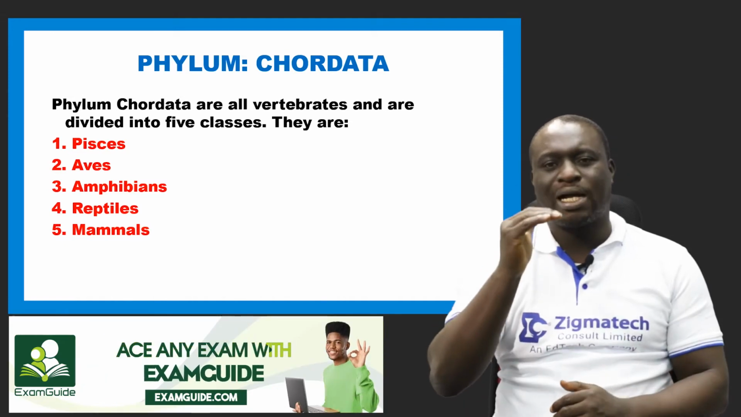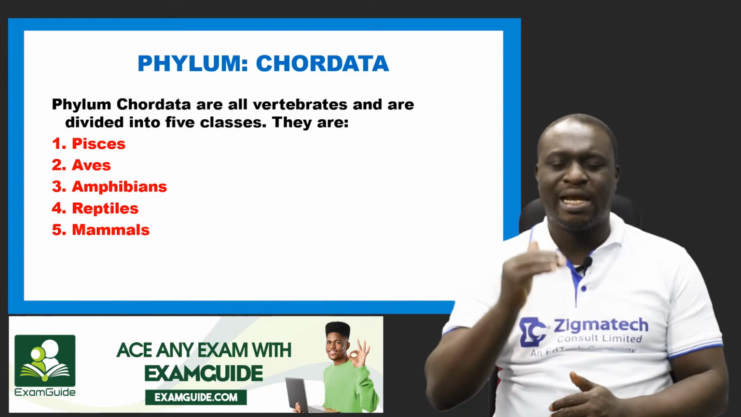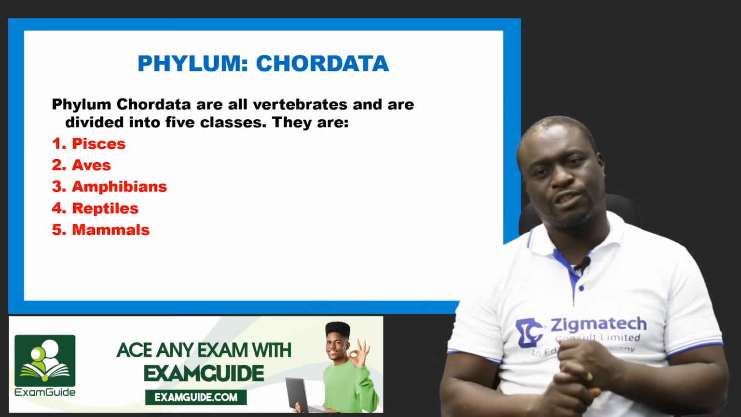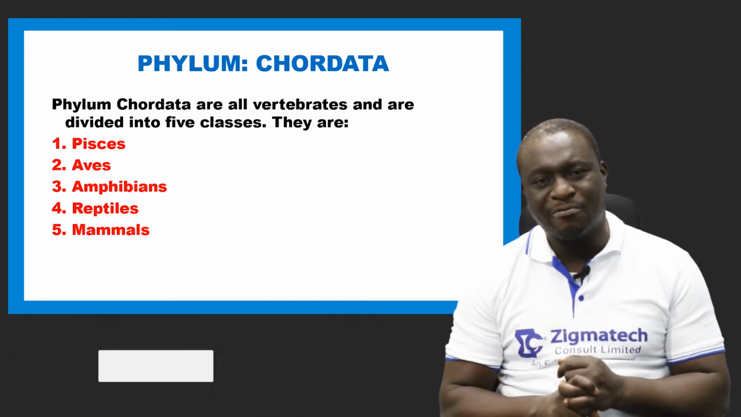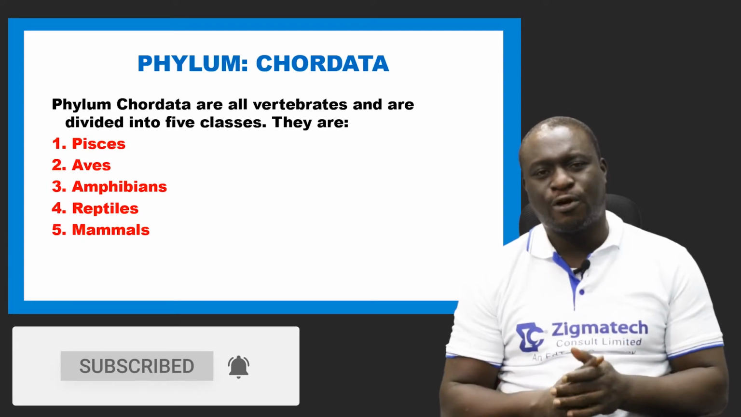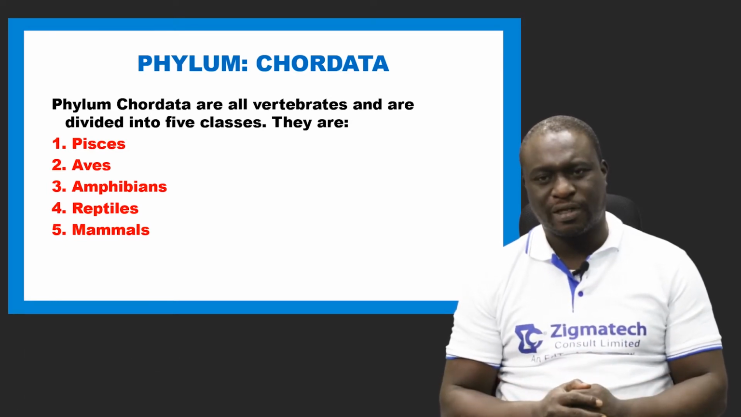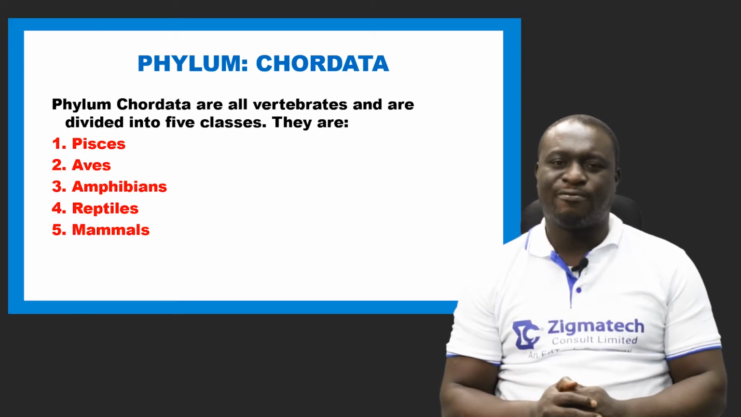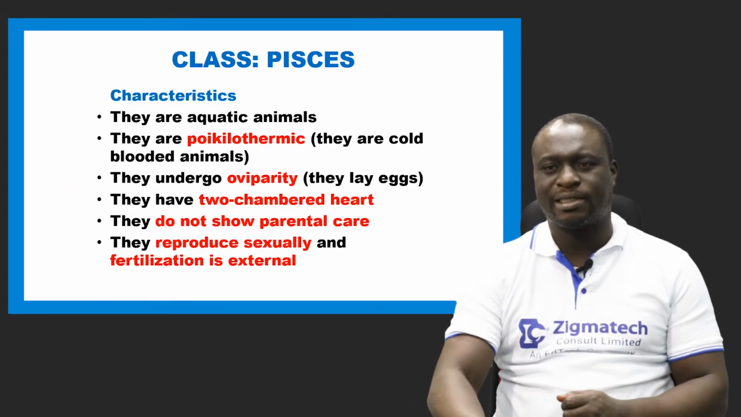But if we want to look at them from simple to complex, it should be in this hierarchy. First is Pisces. The second is amphibians. The third is reptiles. And the fourth is Aves before we have mammals. Okay? Now let's start with the first one, which is Pisces.